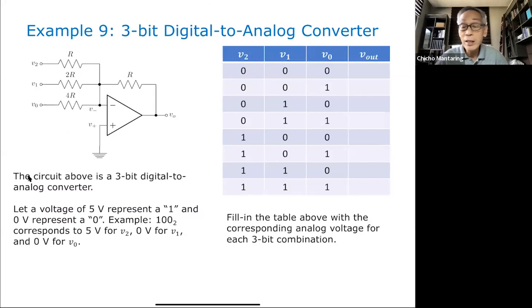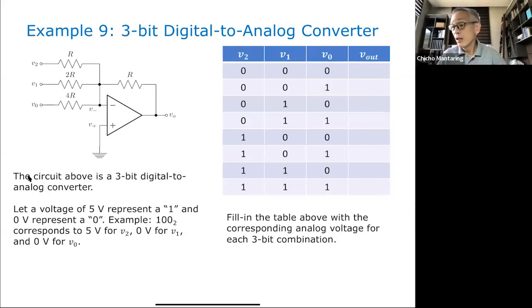Okay, and what we want is a circuit whose input is base 2, and whose output is the voltage that that input represents. So the problem here is to fill the table above with the corresponding analog voltage for each 3-bit combination. So I want to complete this table. Do you understand the problem? Can I get a reaction? Did you understand the problem?